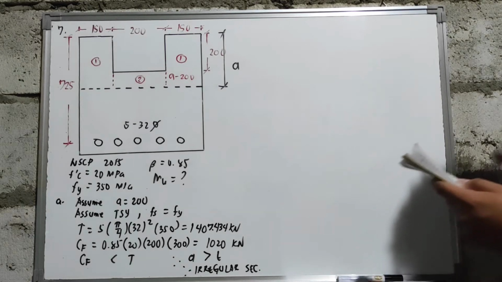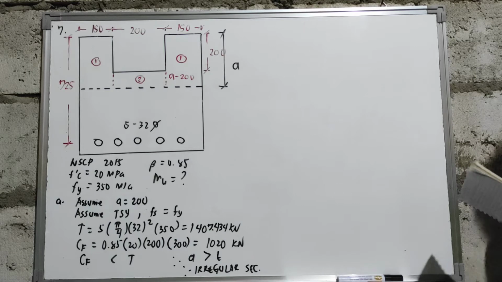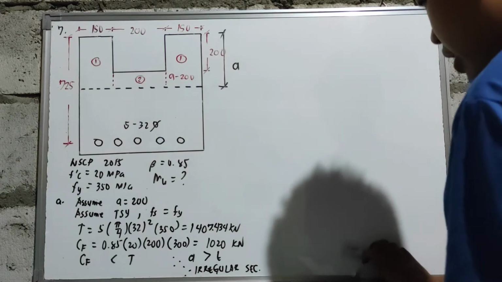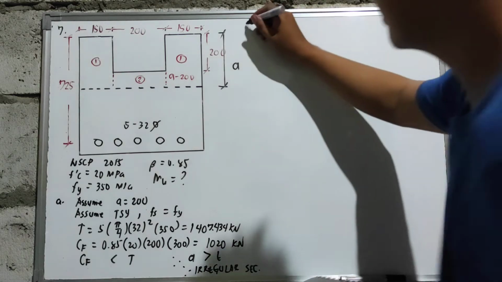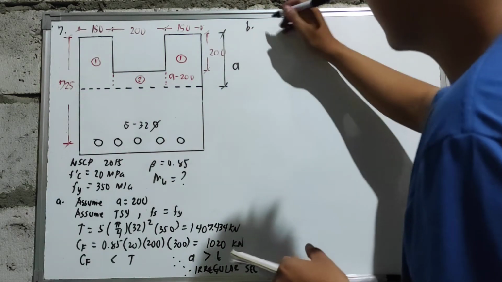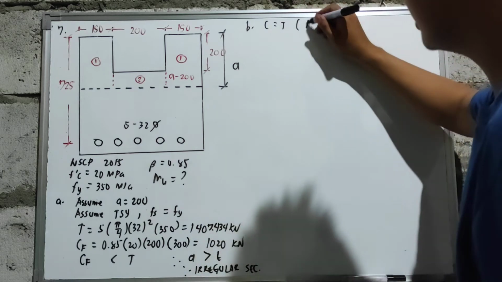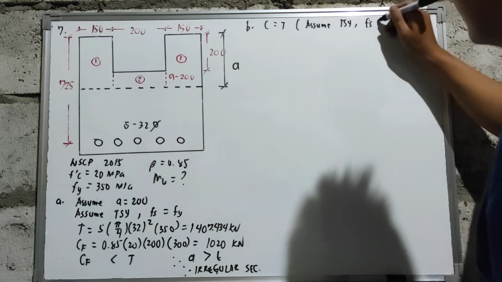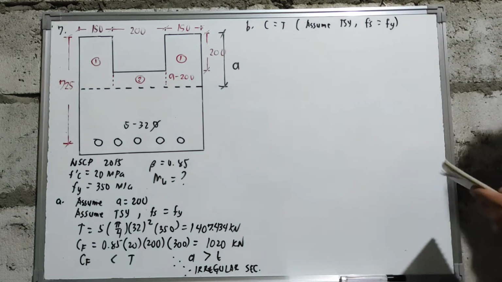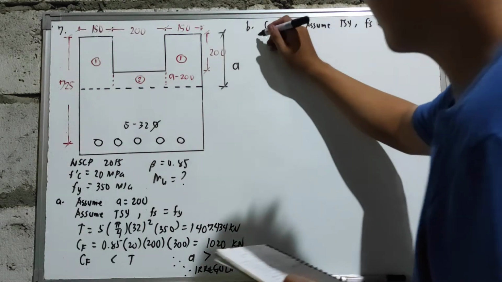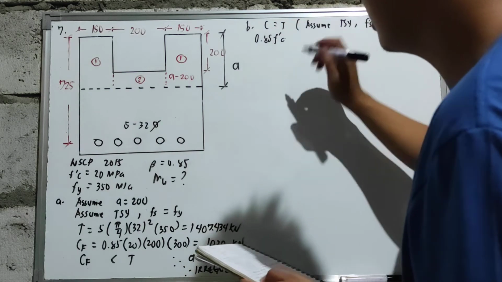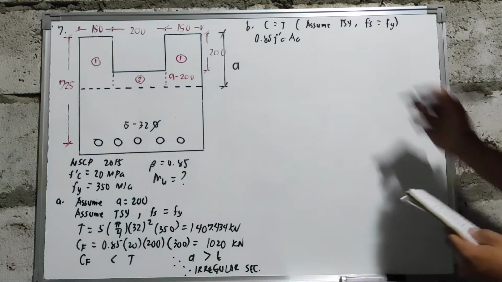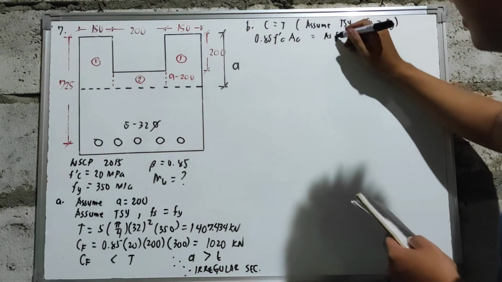So let us now calculate. So since irregular yung section natin, for the next step, C is equal to T. So yung ano natin dito, assume tension steel will yield, the value of your fs that is equal to fy. So you have 0.85 f'c. So since irregular yung section natin, gawin natin yung area compression is equal to As fy.